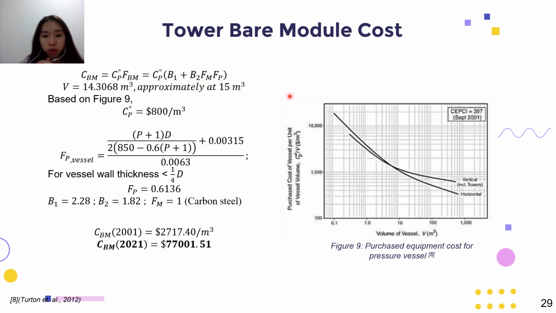Based on the figure shown at the right side, it shows that we require a purchase equipment cost of the pressure vessel at $800 per meter cube. Next, the pressure factor will be determined, and using the values given in the reference book, the base case purchase equipment cost of the pressure vessel will be obtained around $2,700 per meter cube. And based on the CEPCI given in 2021, around $77,000 will be obtained for the tower bare module cost.